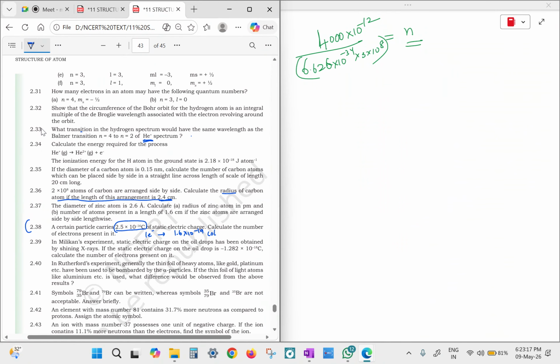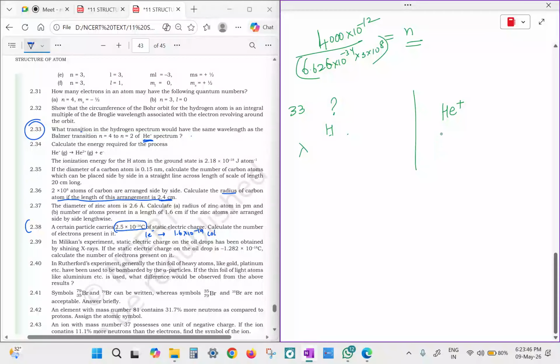Question number 33: what transition in hydrogen atom, in hydrogen spectrum, should have the same wavelength as the Balmer transition from fourth to second shell in helium? So there are two atoms under consideration, one is helium, the other one is hydrogen. In helium, let me find the expression for lambda.